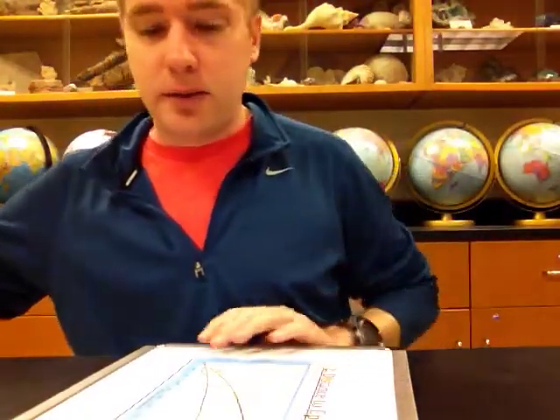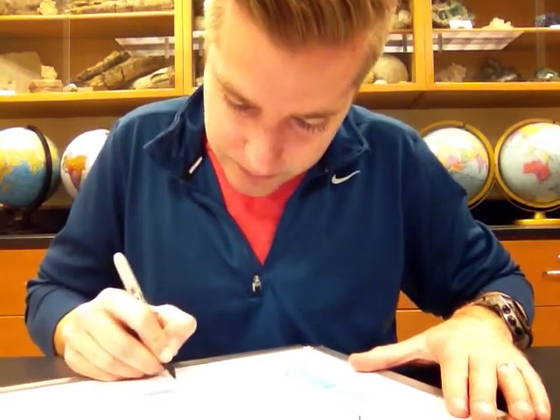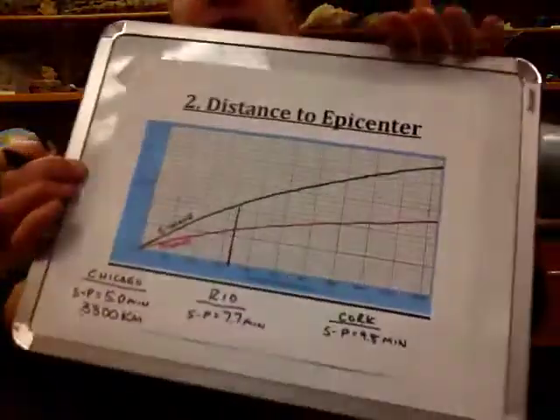We then need to do the 2 other stations, so I'm going to take notes on their S minus P time. So Rio had an S minus P of 7.7 minutes, and Cork had an S minus P of 9.8 minutes. So we're going to do the same steps.